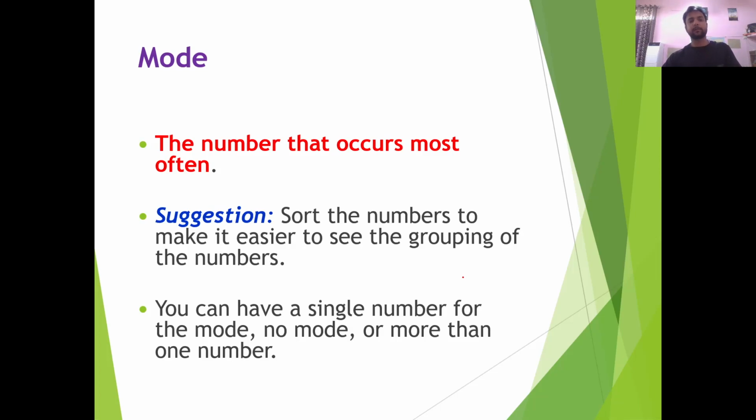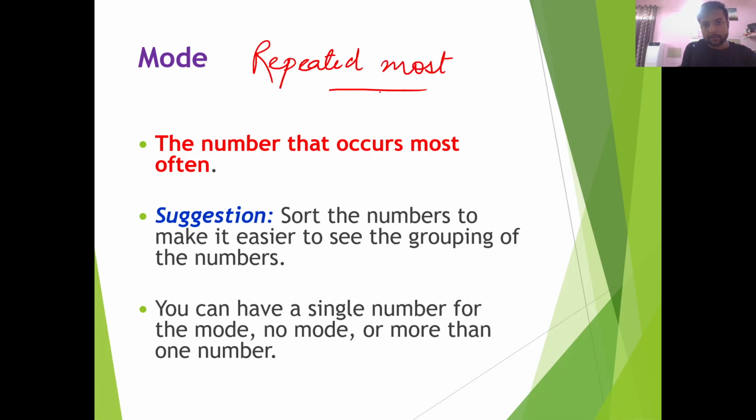Now we'll be moving towards the mode. Mode is the number that comes the maximum times, the number that is repeated the most. Suppose in your class, most of the students have got 85 marks. Then the mode, or the central tendency, for your class will be 85.